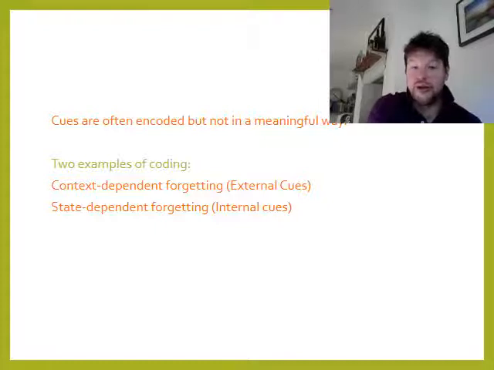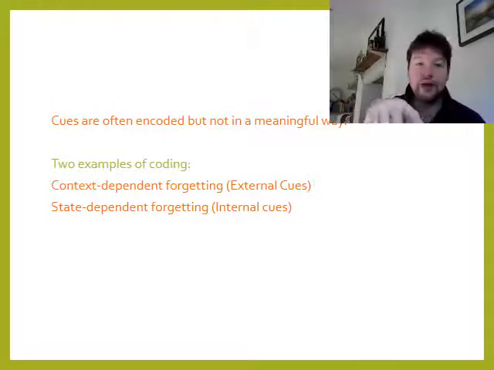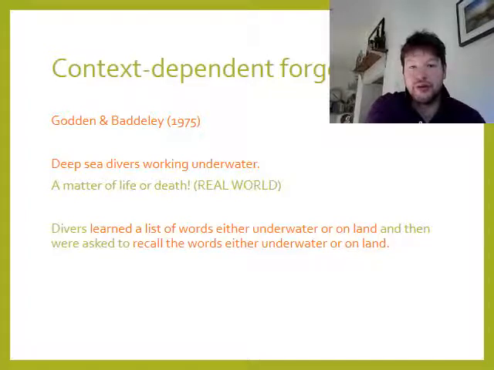Two examples of cues. So you're going to get these two different ways in which we can look at this. You just need to understand them. They are key terms: context dependent and state dependent. There's an experiment for each. I'm just going to talk to you about those, and that's all you need to know. Okay, first one, context dependent.